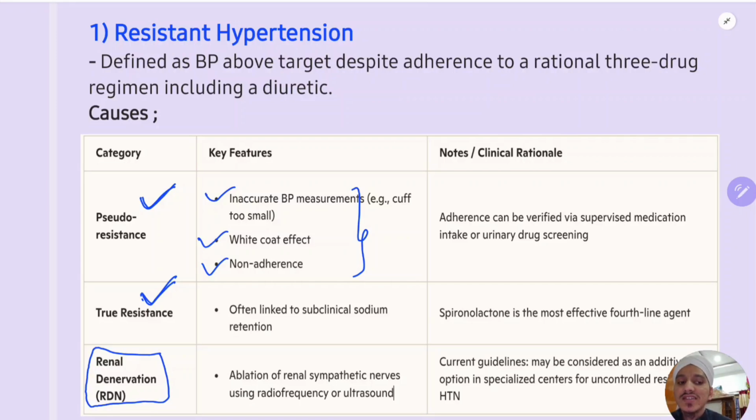Pseudo means there is no resistance but it is looking like resistance. Okay, so BP measurement is not correct, or the patient is not adhered to the medications properly, or it can be a white coat effect. Okay, so these three are the causes of pseudo resistance. Clinical BP is more than the home BP, that is nothing but white coat effect. And the third one is the patient is not taking the medications properly, that is non-adherence.